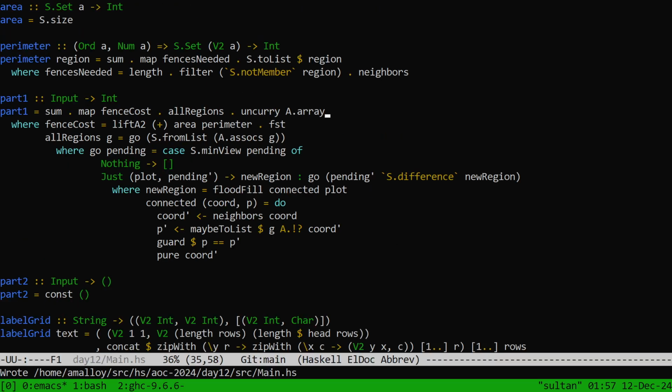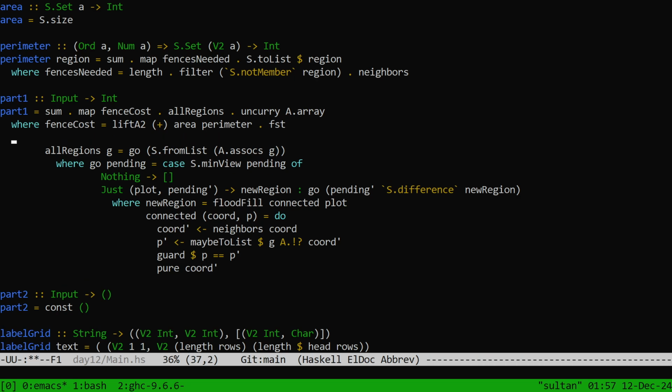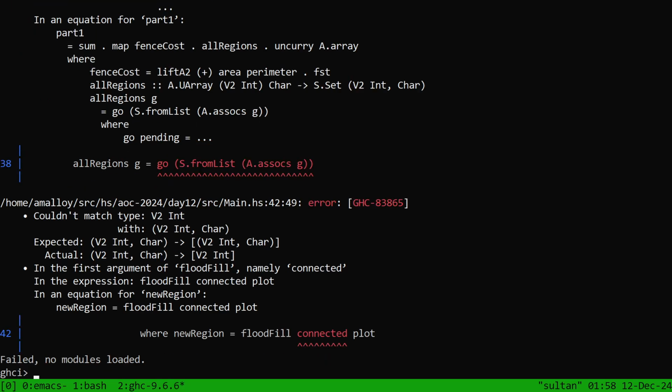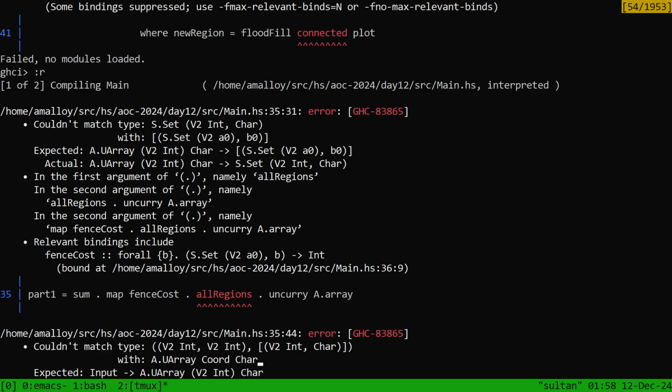So, okay, let's start labeling some things myself. My intention is that allRegions is a function from a UArray of V2 Int containing chars to a set of pairs of V2 Int and Char. Does that help at all? Oops. Maybe.